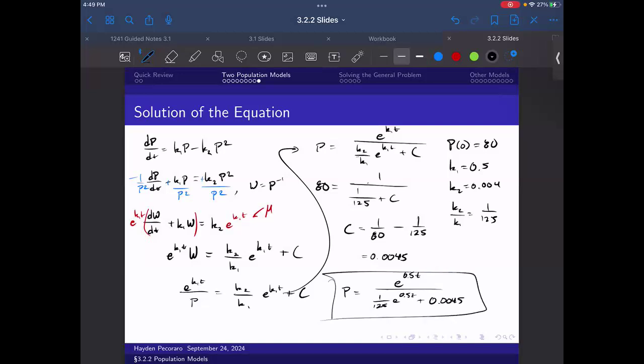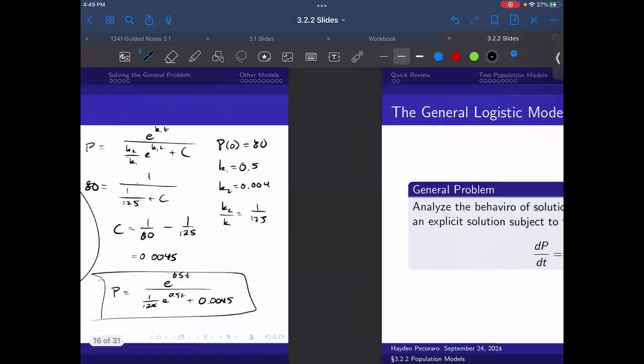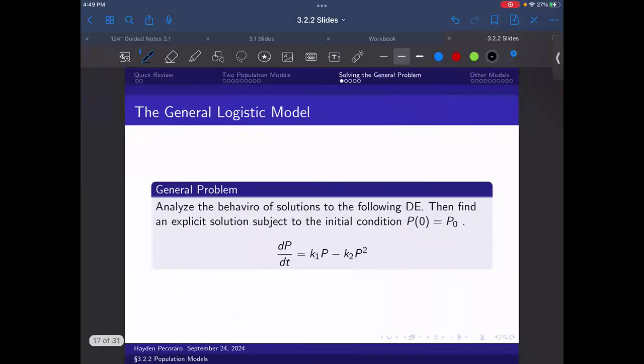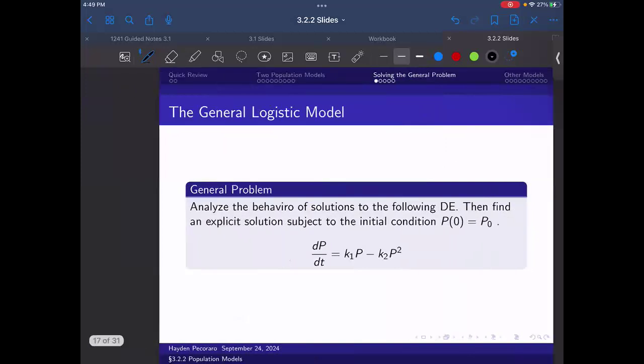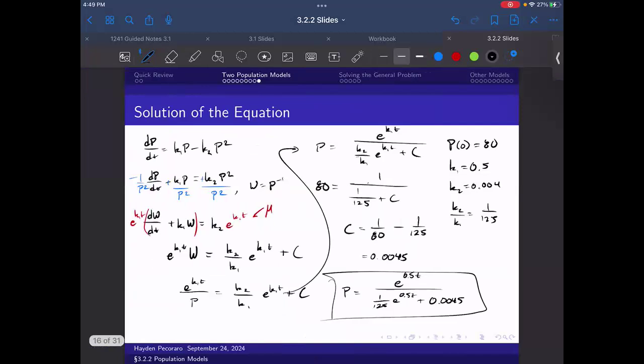Okay. So in general, we have this model, which is what I just solved by accident. You go back for a second. Sure, yeah. Anyone else need more time?